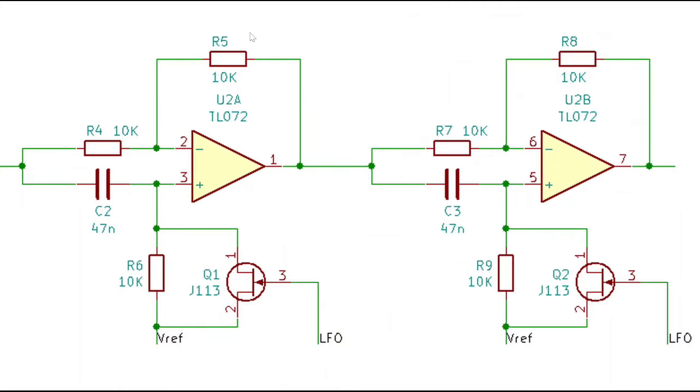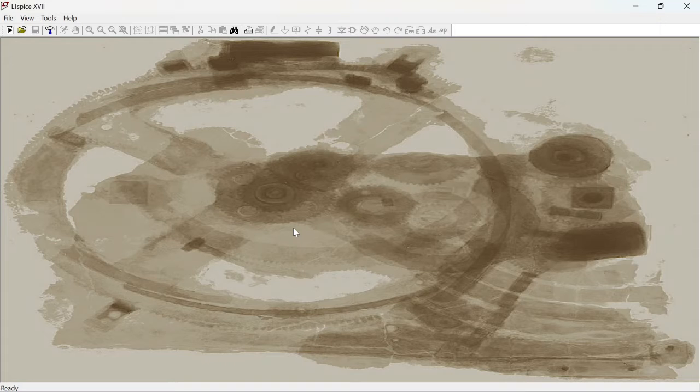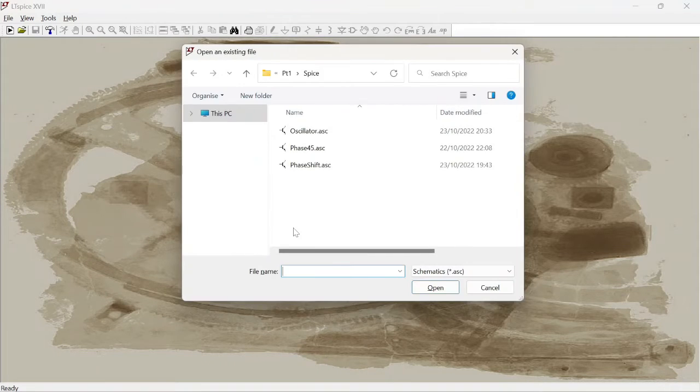And this is our 2 stages. So this is one stage of that phase shifting network. This is the second stage. These JFETs here are really used as variable resistors. I'll pause talking about them just for a second. So let's see how this looks in Spice, for example.